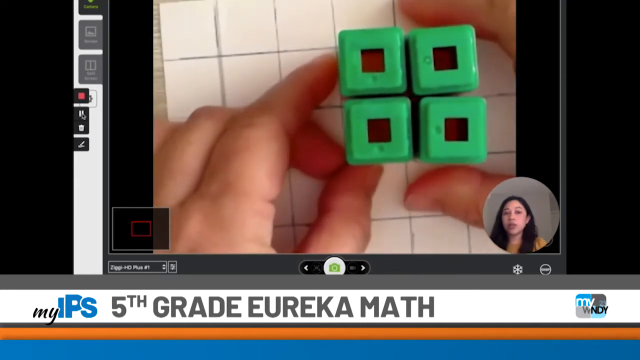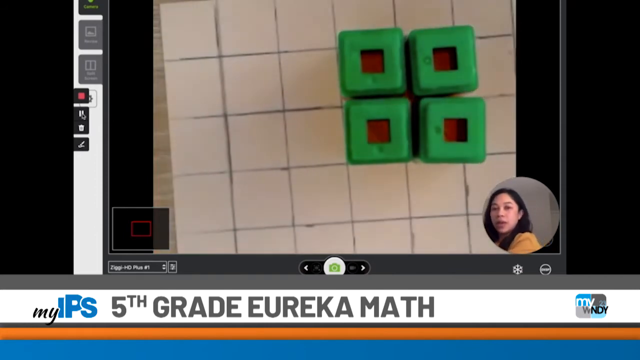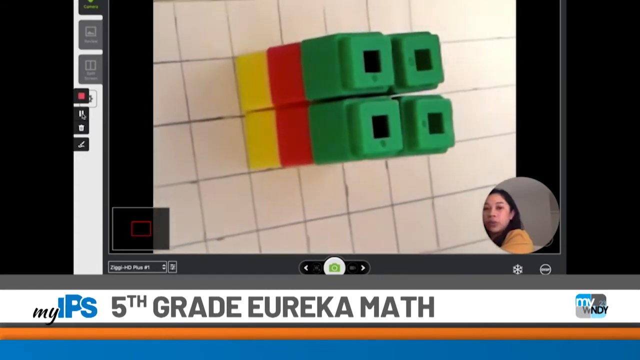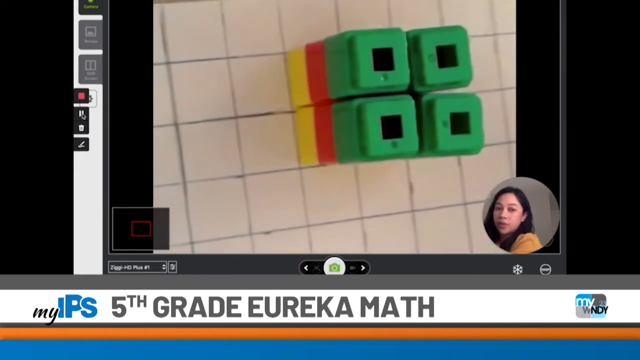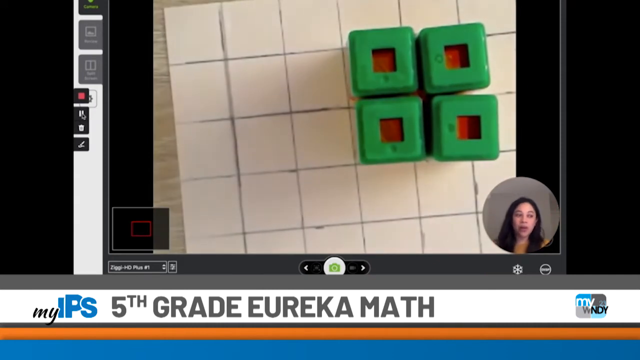So we can see that the third floor is made up of 4 green cubes. And when I tilt my camera again, you'll see that the second floor is red and the first floor is yellow. How many cubes are there total now? Say it.